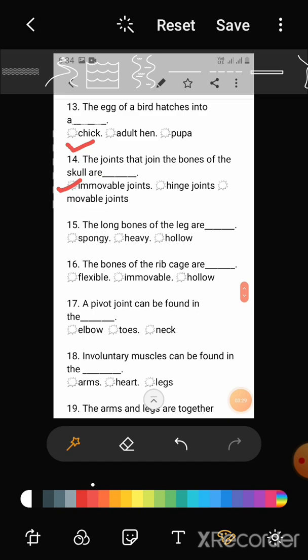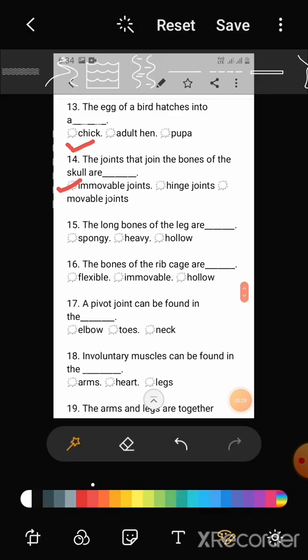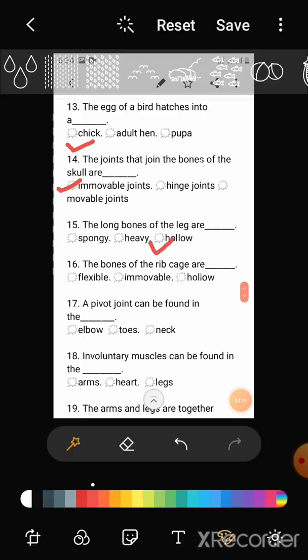Next, the long bones of the leg are dash. Given options are spongy, heavy, and hollow. And the correct answer is hollow. The long bones of the leg are hollow.